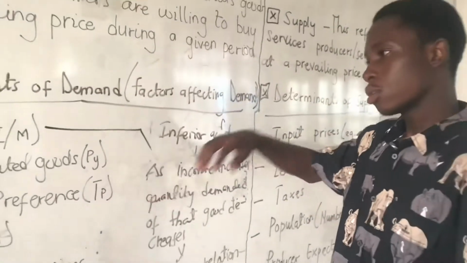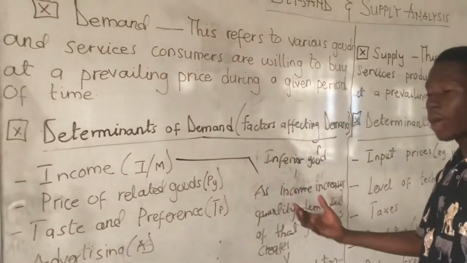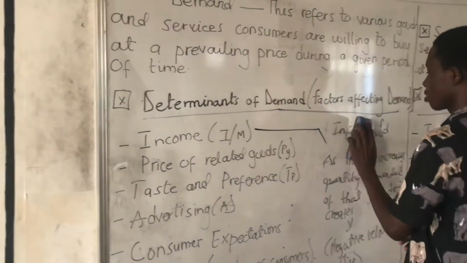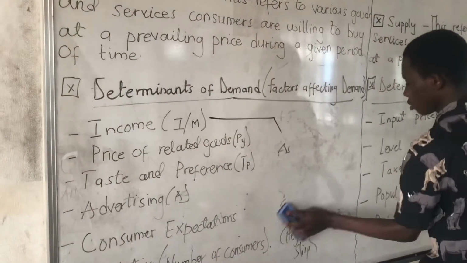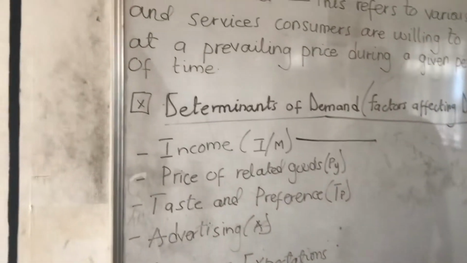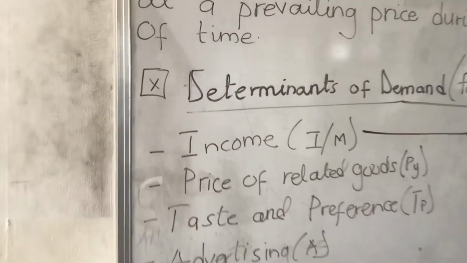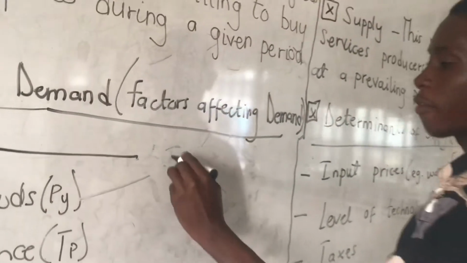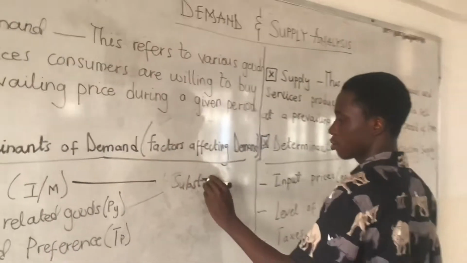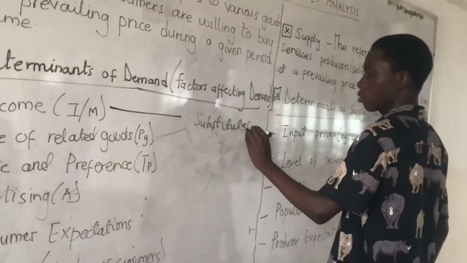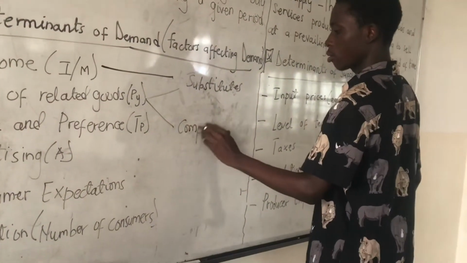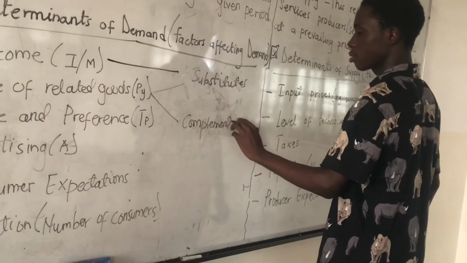So under income we have the inferior good, and we also have the normal good. Let's move on to the price of related goods, which is denoted by PY. Under this we have substitute goods, and we also have complementary goods.